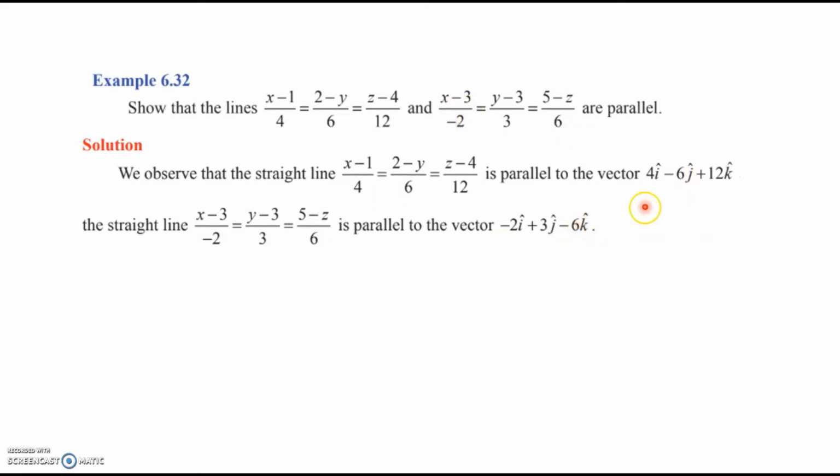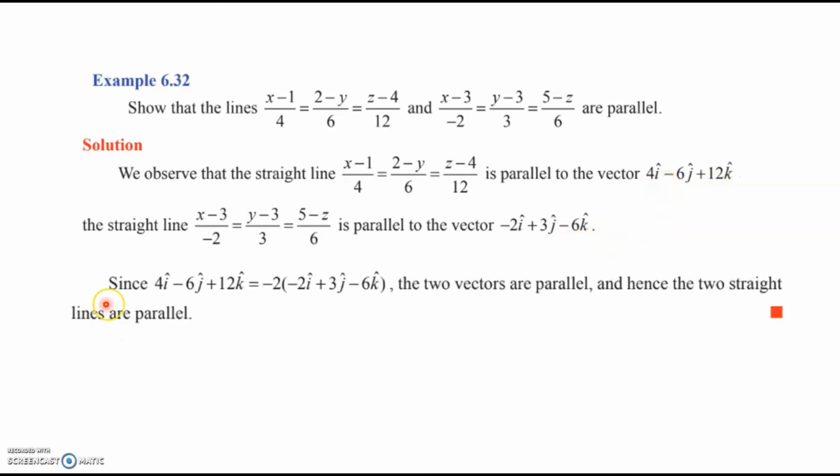Now you can see, in observing these two vectors, that if I multiply this vector with minus 2, then minus 2 times minus 2 will be plus 4, 3 times minus 2 will be minus 6, minus 6 into minus 2 will be plus 12. So this vector is a multiple of this vector. Since 4i cap minus 6j cap plus 12k cap is equal to minus 2 times this vector here, the two vectors are parallel and hence the two straight lines are parallel. Hence our proof.